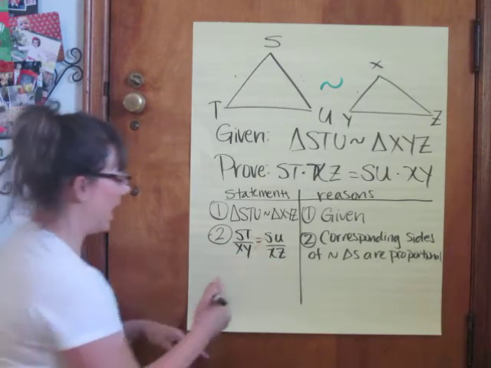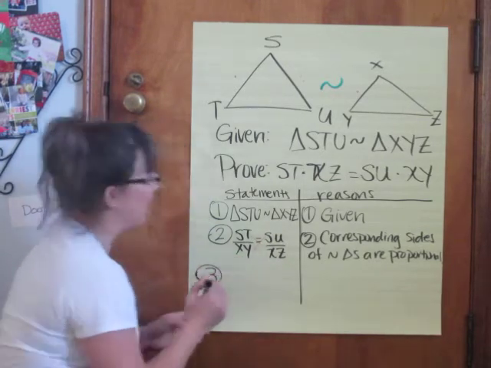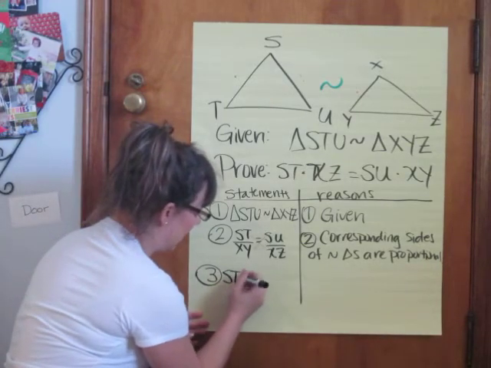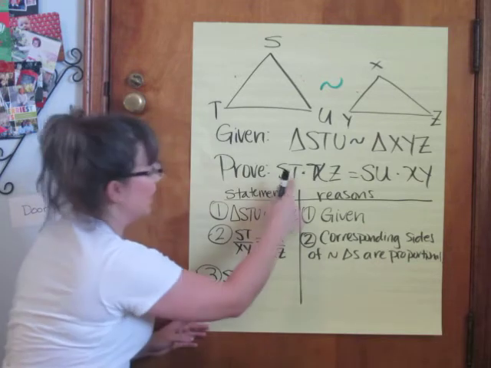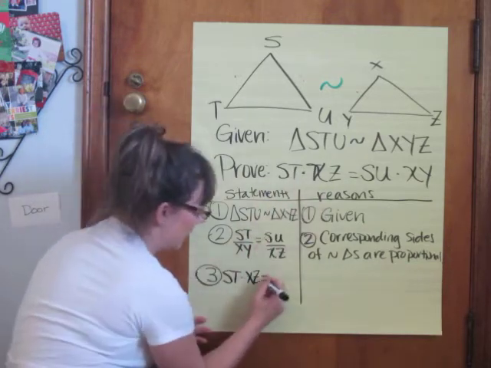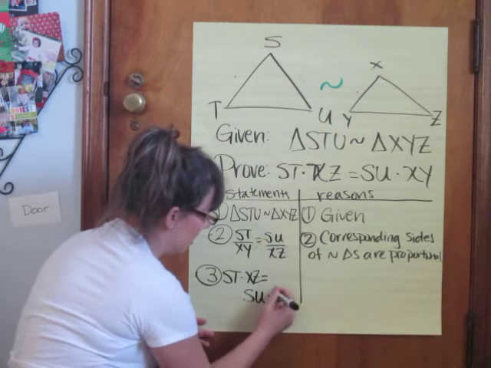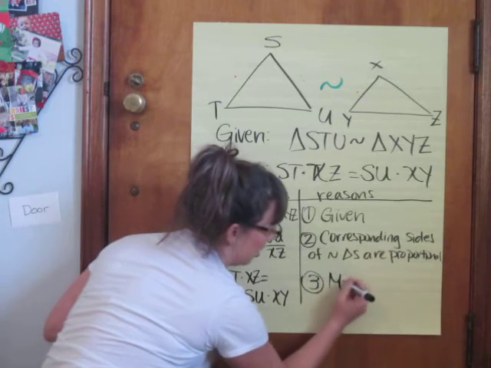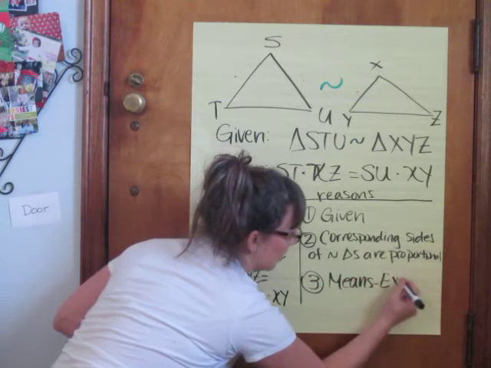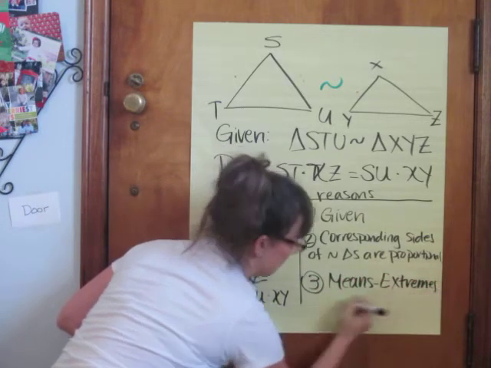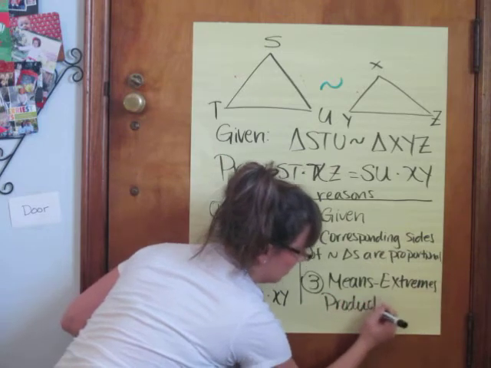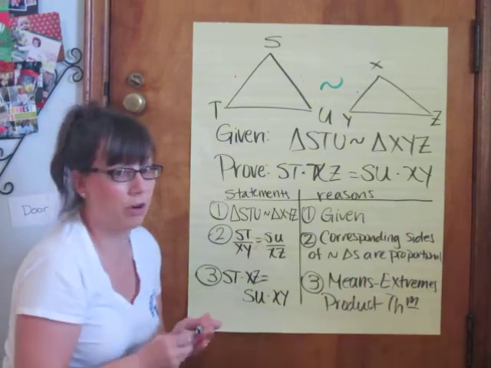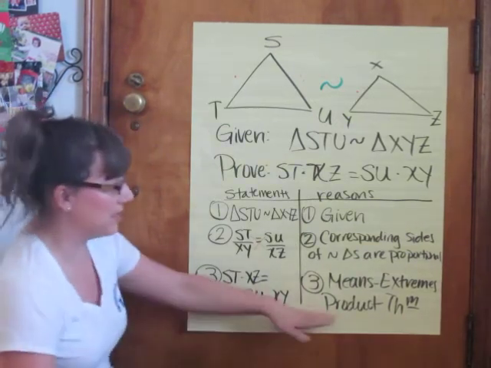So all I have to do is write in my next step, my very last step, because my last step is always what I'm trying to prove, that ST times XZ is equal to SU times XY, which is the other half of what I'm trying to prove. And why? It's called the means extremes product theorem. And no, you cannot write cross multiply because it's not called the cross multiplication theorem. It's called the means extremes product theorem.